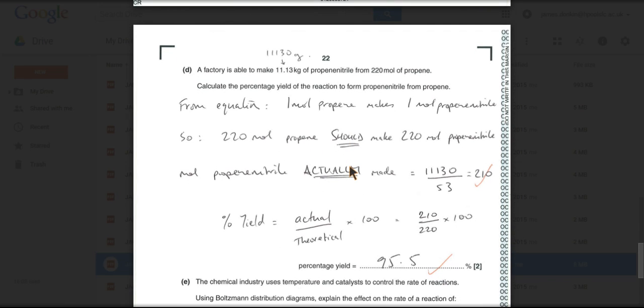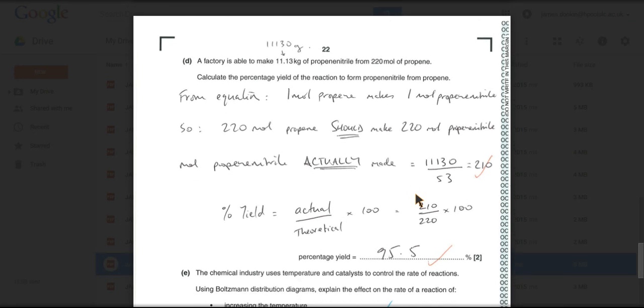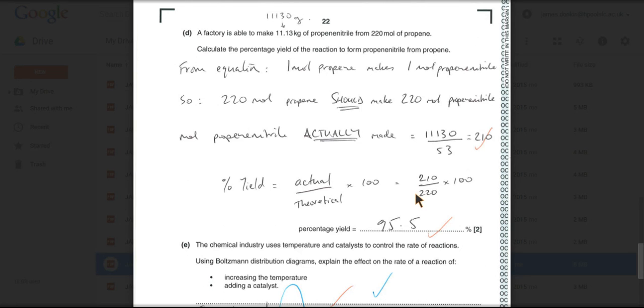So let's work out how many moles of propane nitrile we've actually made. So 11.13 kilos has to be turned into grams. You can see I've done that there. Divide that by the MR, which is 210. Gives us 210 moles. So we were supposed to get 220 moles, but we only got 210. So as a percentage yield, actual over theoretical times 100 comes out at 95.5%.